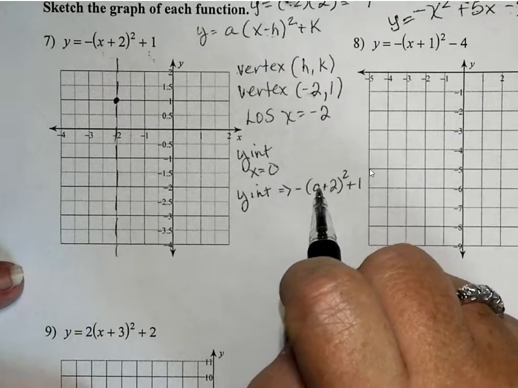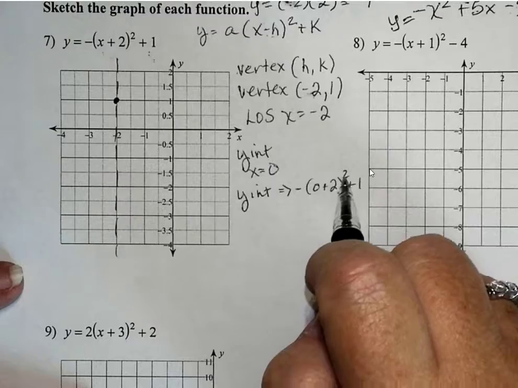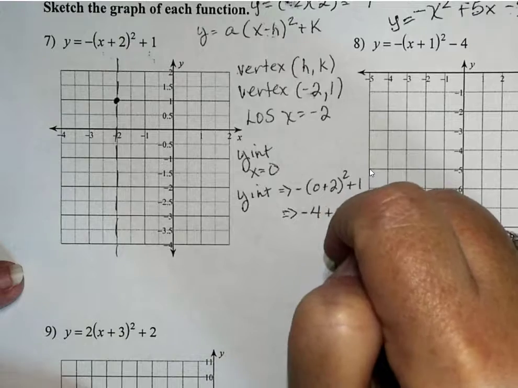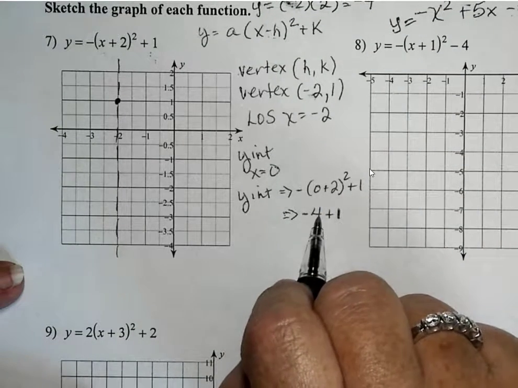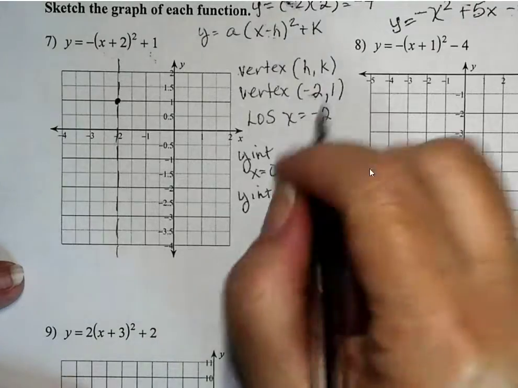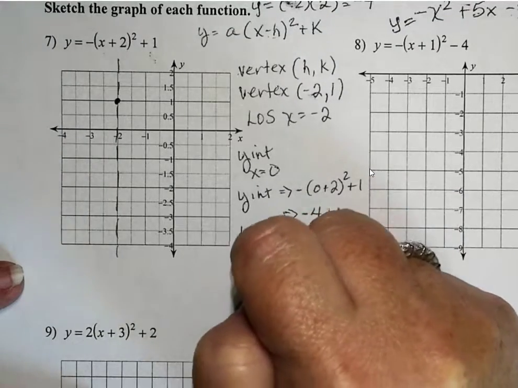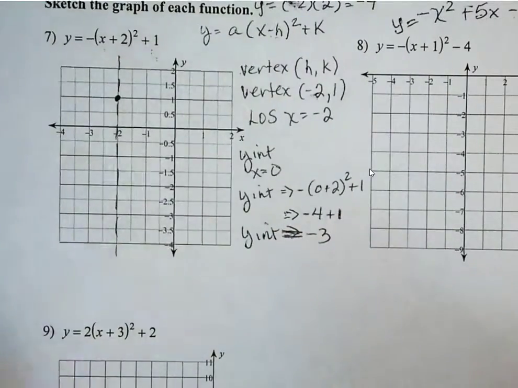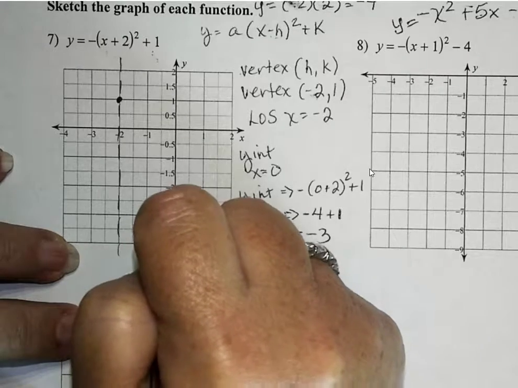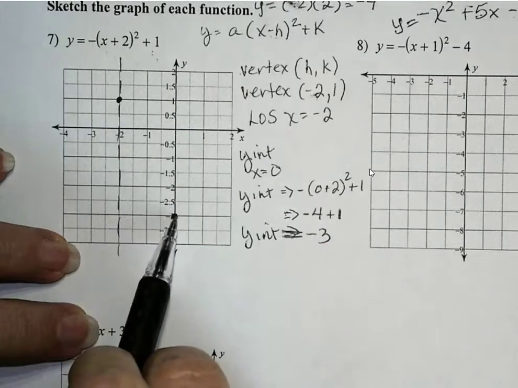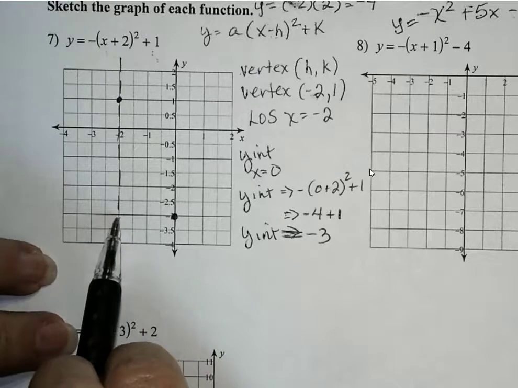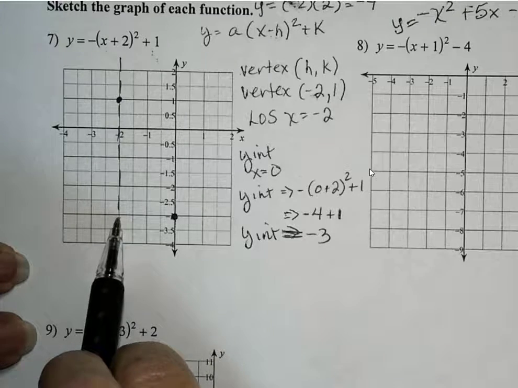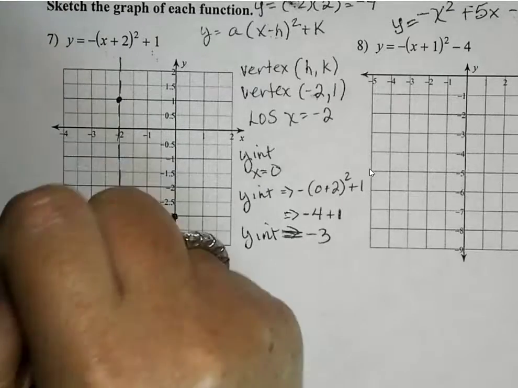So I'm going to have the opposite of 0 plus 2 squared. So this is going to be 2 squared, which is 4. The opposite of 4 is negative 4, and then plus 1, that's going to be negative 3. So the y-intercept is at negative 3. If I have a y-intercept of negative 3, and this is the line of symmetry, then I have a mirror image. So this is 2 units away, and I would go 2 units away on the other side.